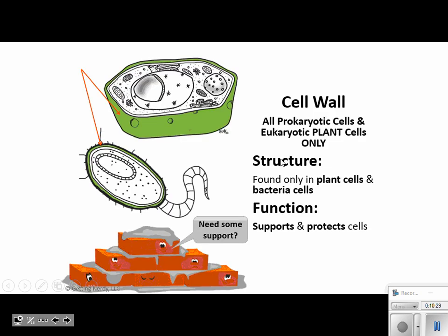The cell wall. Okay? Cell wall is in prokaryotic cells. So prokaryotes have cell walls, so do plant cells. Animal cells do not have cell walls. Okay? Prokaryotes have cell walls. Plant cells have cell walls. Animal cells do not.